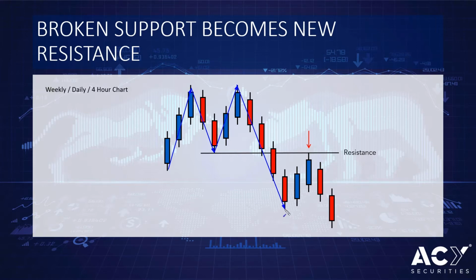then on a rally expect broken support to become new resistance, and then price moves further down. So broken support can become new resistance, and again I like to look at this on the weekly, daily and 4-hour charts. Let's have a look at a daily chart example.